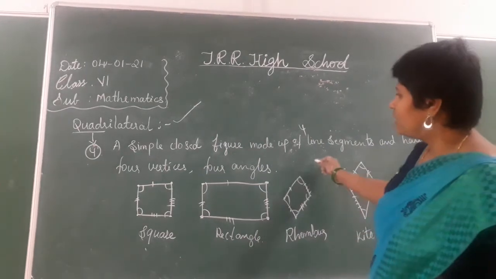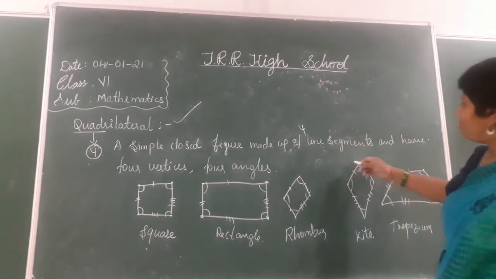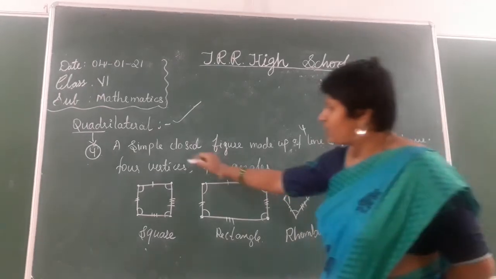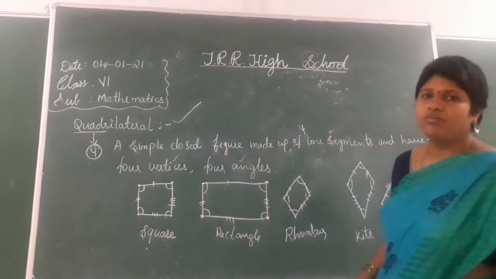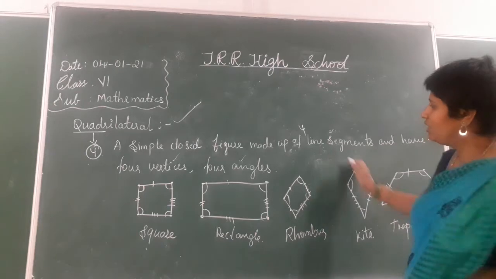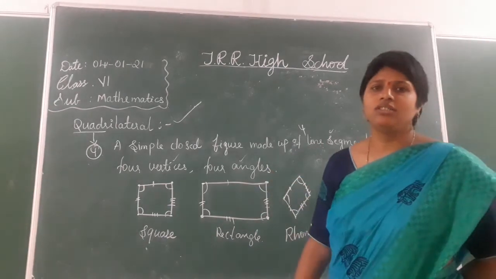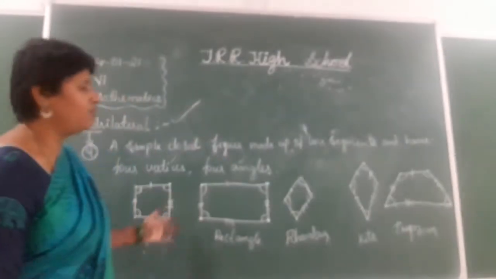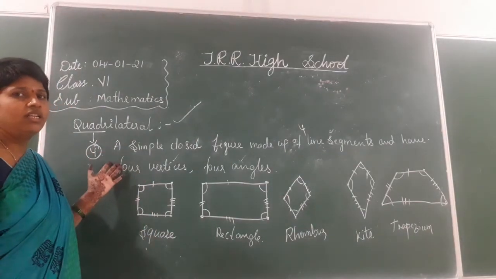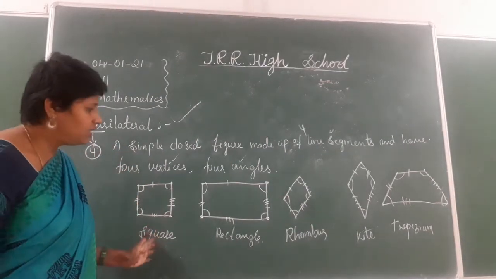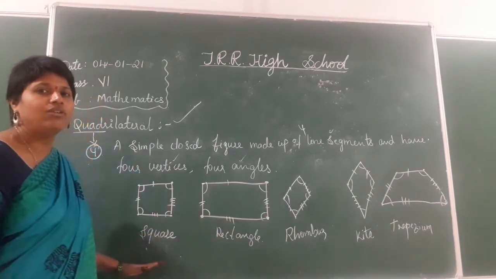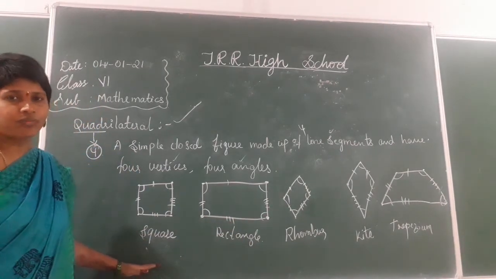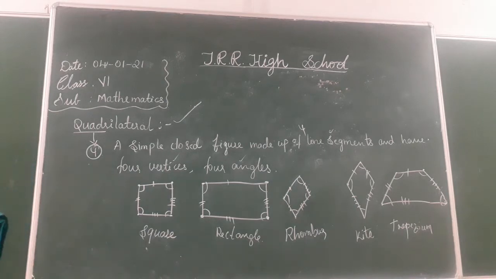Why? Because of the properties. What is the property? Four line segments should be there, four vertices should be there, four angles should be there. So all these have the three properties. So if in the exam they ask you to give a definition, this is the definition, and these are the examples you have to write. Clear, children? Now you can note it down in your notebook.